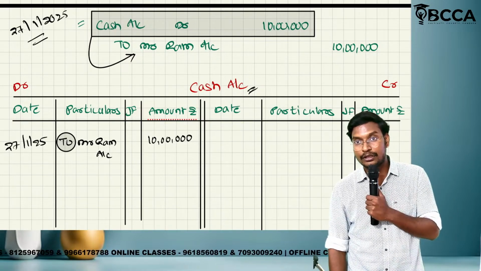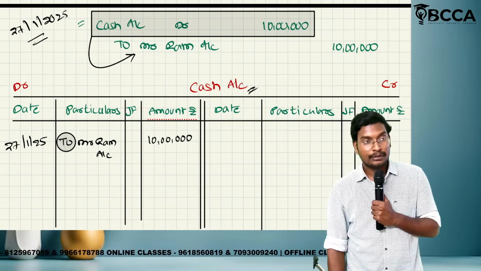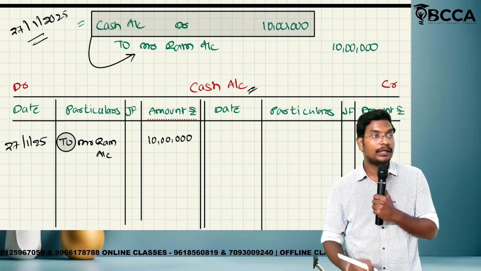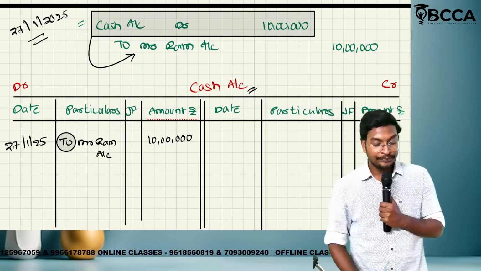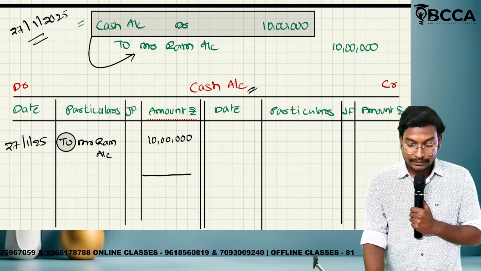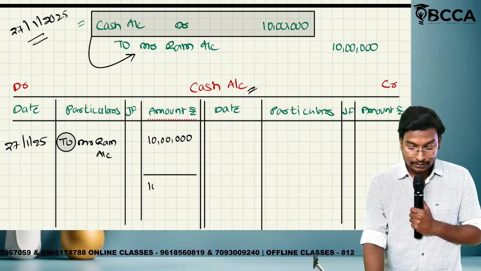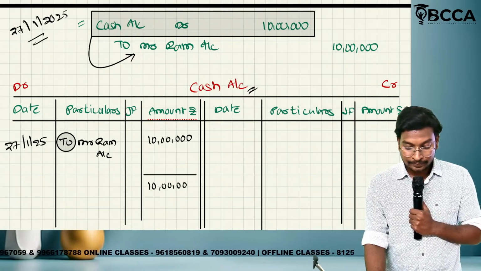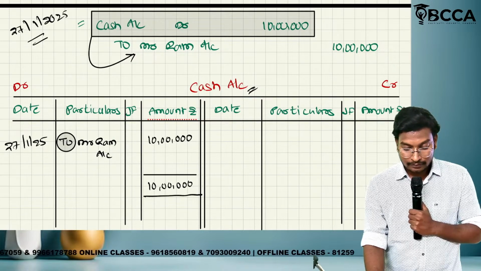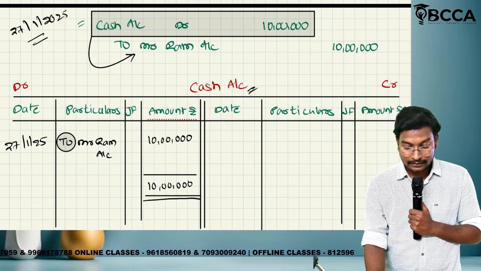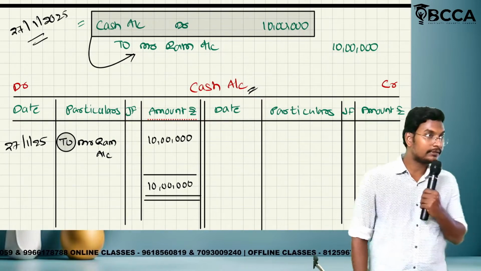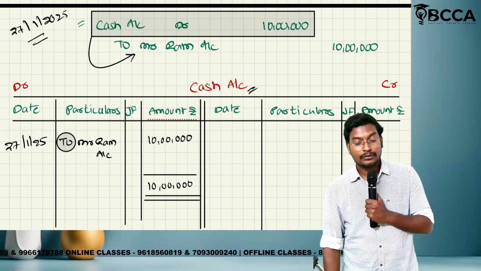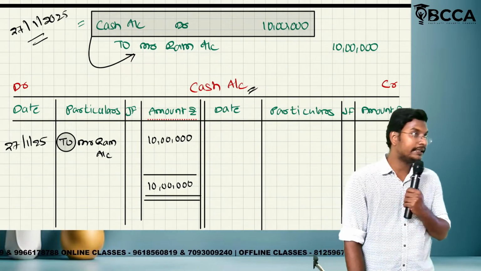How to do the balance? First of all, we need to do the total. What is the total of the debit? 10 lakhs. For the total, we use two strikes under the total column. The total of the credit is 0.